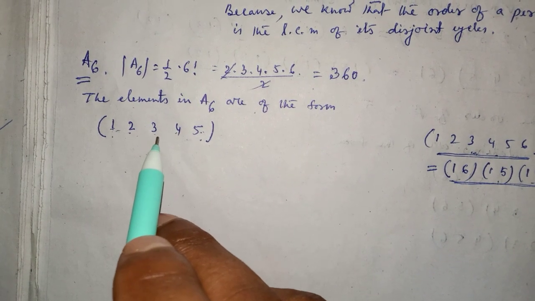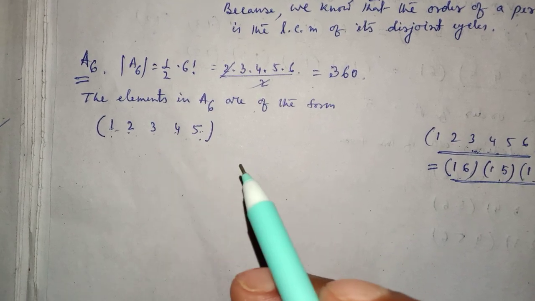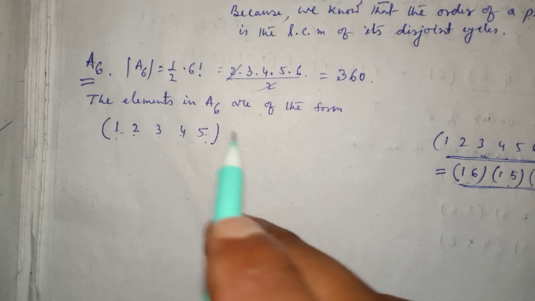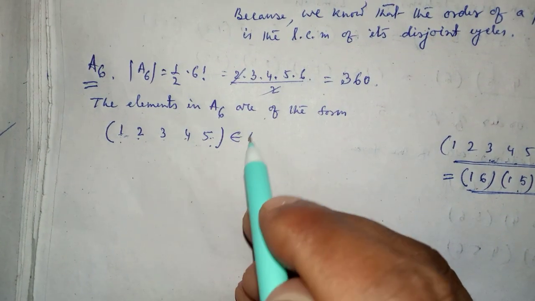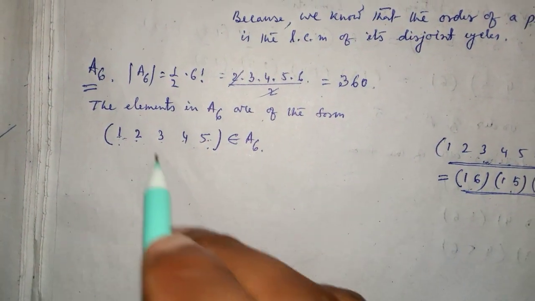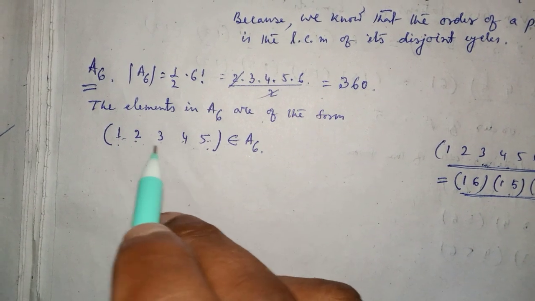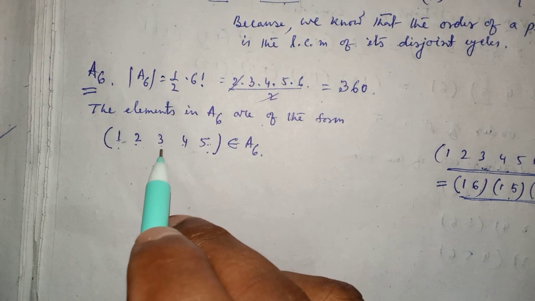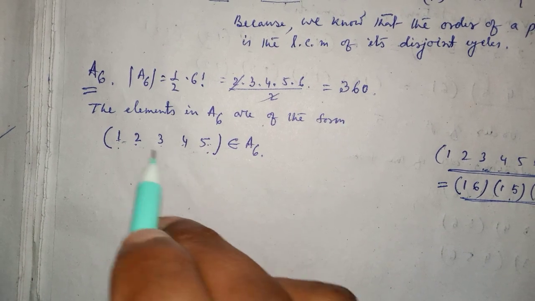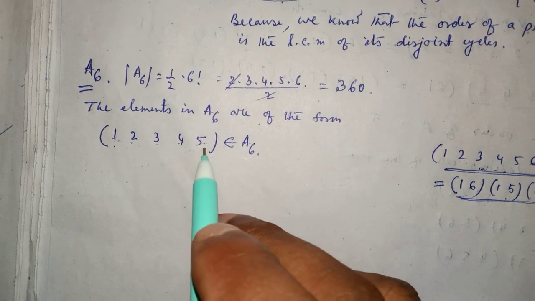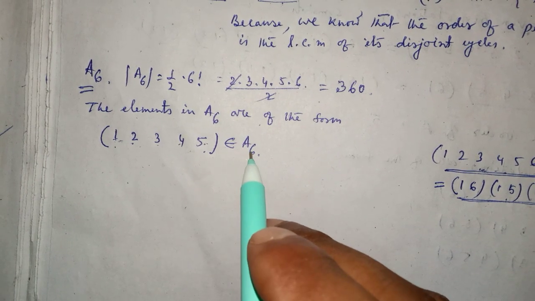It is the product of 4 transpositions. Since 4 is even, this is an even permutation and it belongs to A6. The order of this element is 5, so A6 contains an element of order 5.